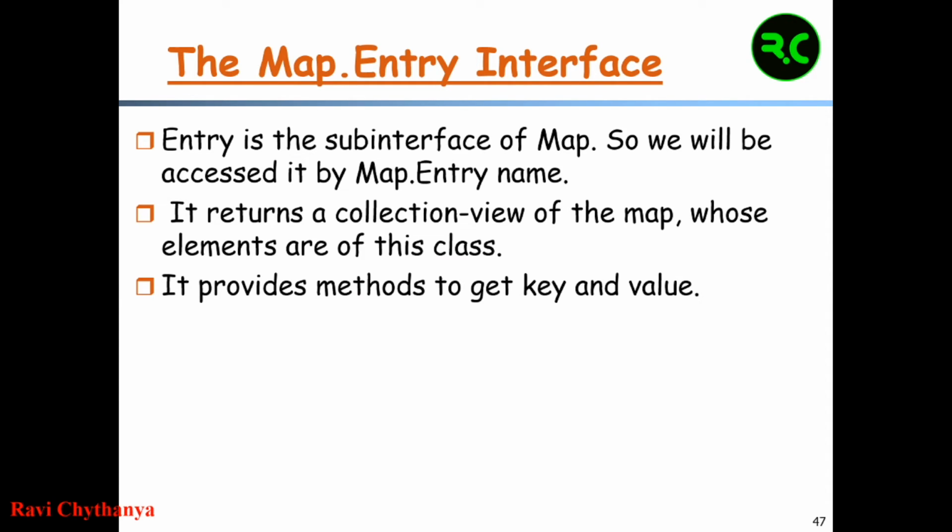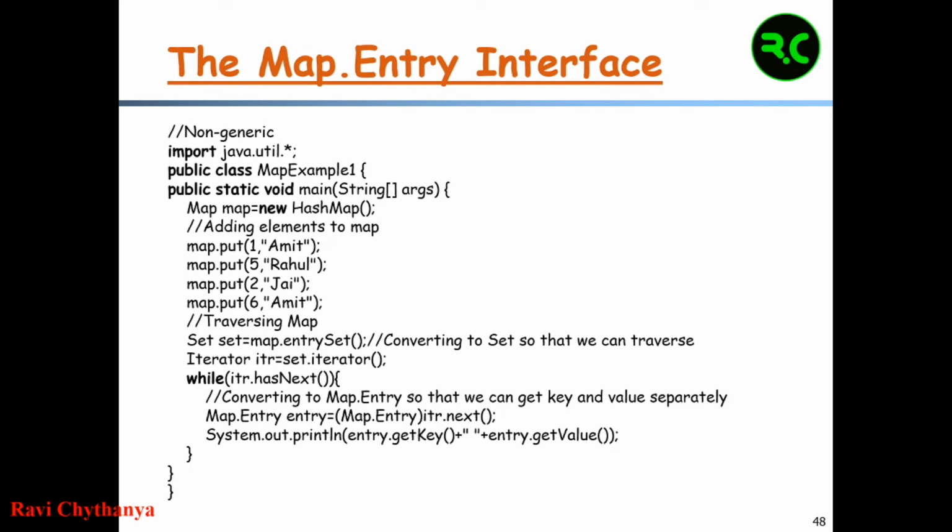Let me go for Map.Entry. I'm going to have the Map.Entry interface, which is a sub-interface of Map. It is static, so it will be accessed by Map.Entry. It returns a collection view of the map whose elements are of this class. It provides methods to get the key and value. Let me go for an example here.